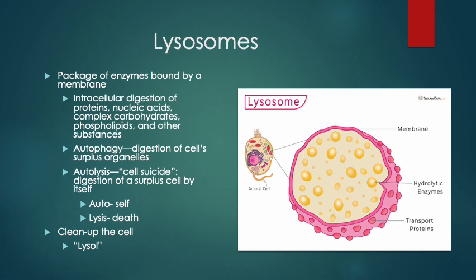They do perform the autophagy, like I said. If a cell has an extra organelle that it doesn't need or it's not working, the lysosome can digest it or eat it. And then it can do autolysis, which means cell death. So it can kill the cell if it needs to.